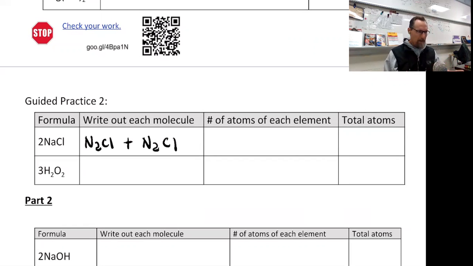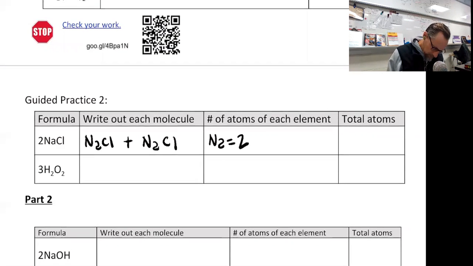So then the number of atoms of each of those, when I look at Na, there are 2 of those. And when I look at the chlorine, Cl, there are also 2 of those. So when I look at that formula, there's a total of 4 atoms that make up that entire 2 NaCl.